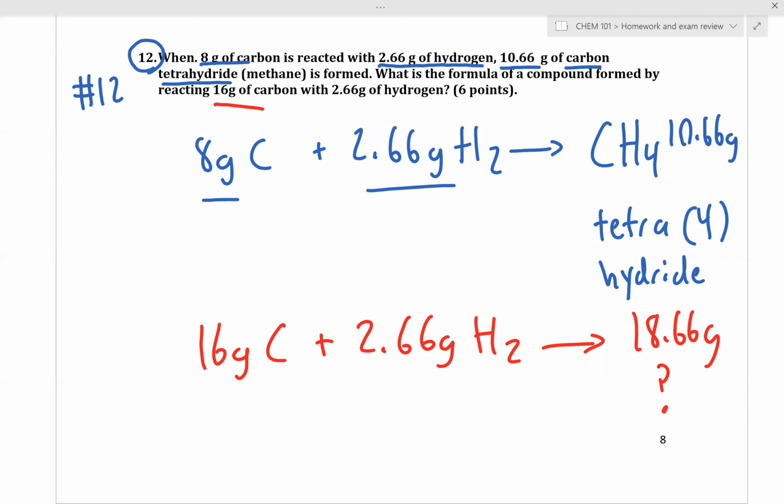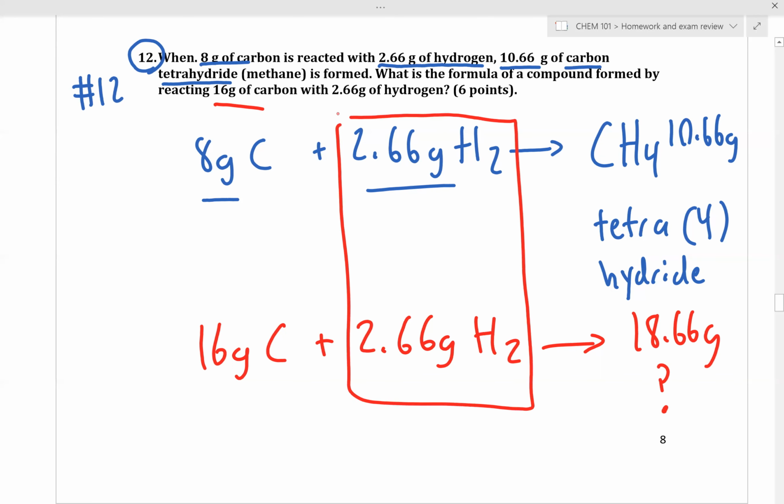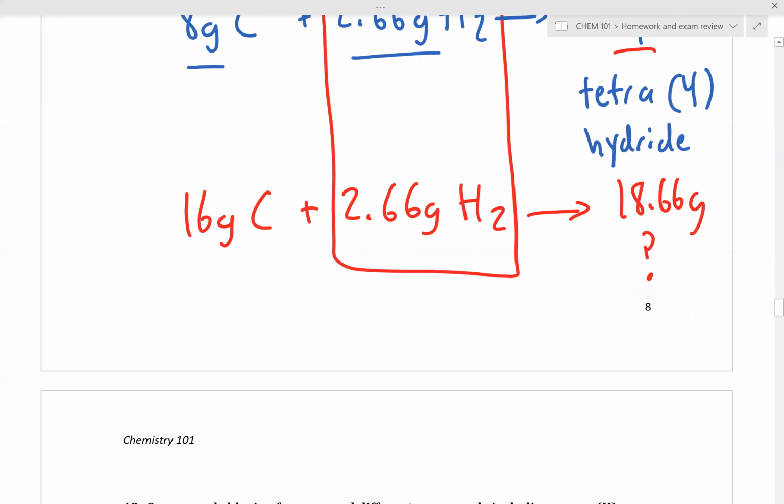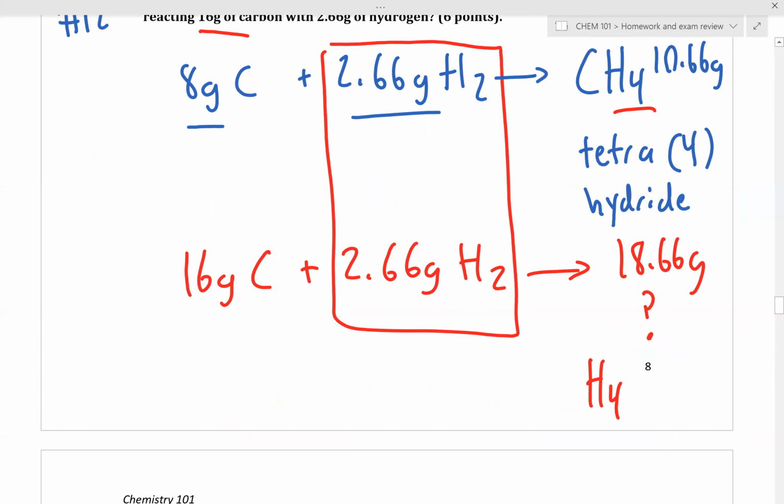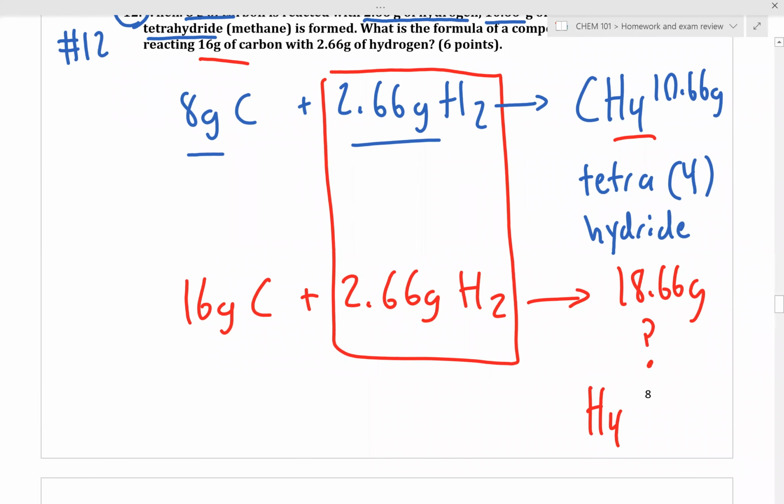So then, looking at this example, what mass does not change? Hydrogen. So hydrogen does not change. The mass of hydrogen used does not change. As a consequence for this, what remains fixed? If we have 4 atoms of hydrogen in our product in the first example, how many atoms of hydrogen will we have in our second? 4, exactly. Same mass, same number of atoms. So we definitely know it's of the form H4. Okay? Now what mass is changing?